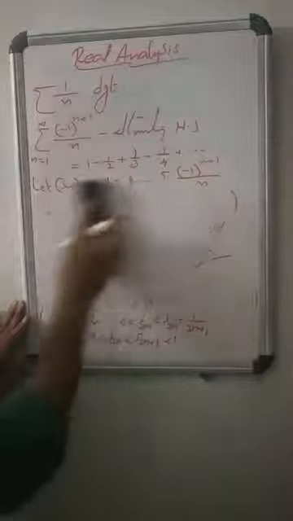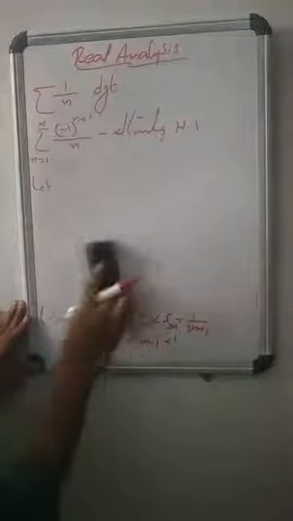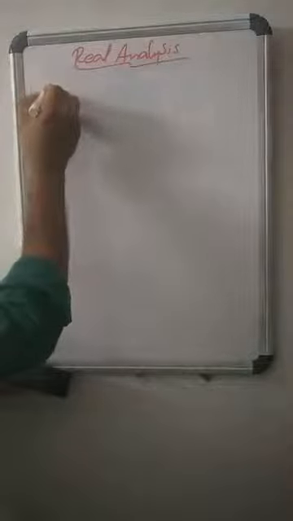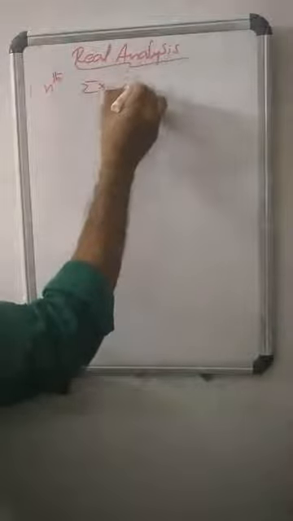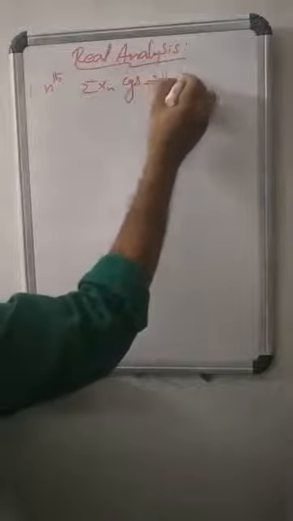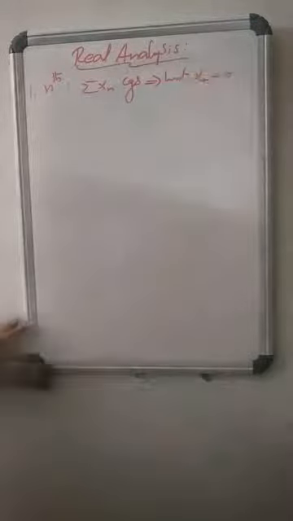So now we discuss two tests. One is the nth term test, that is, if sigma xn converges, then limit xn equals 0. That's the first test of convergence. Nth term test means sigma xn converges implies limit xn equals 0. The reverse implication need not be true. When limit xn equals 0, that need not imply sigma xn converges.